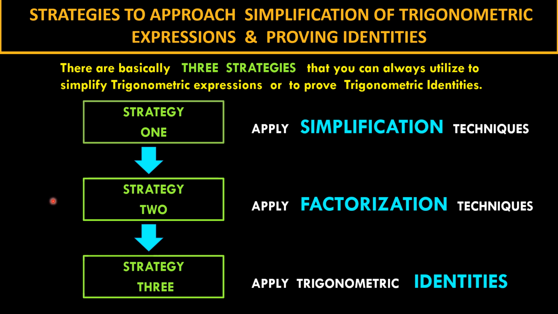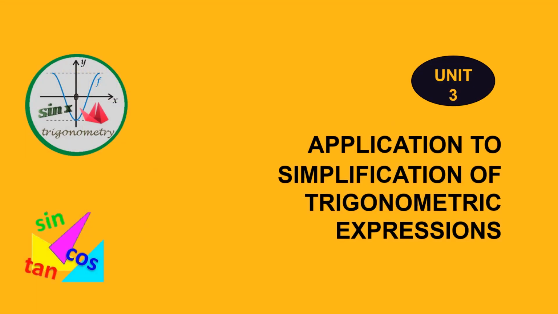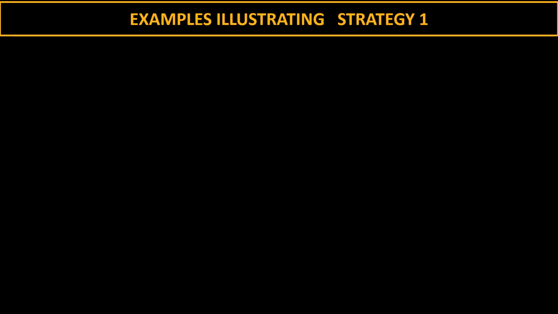First try simplification, then factorization, and then identities. And this is what we're going to do with the next few slides to illustrate these techniques to you with some specific examples. Now let's see how we can apply these three strategies to the simplification of trigonometric expressions in the next few slides. Let us consider the first example.